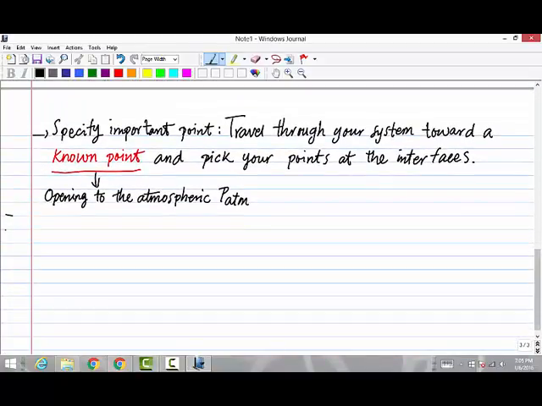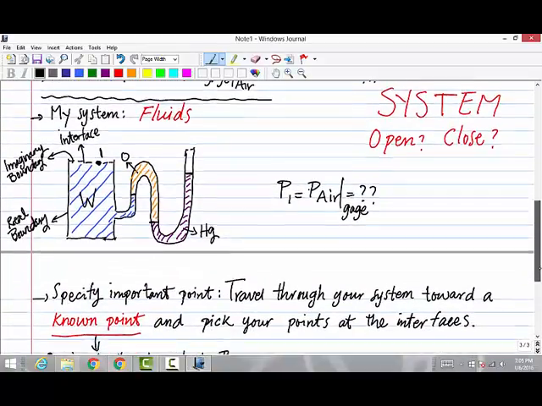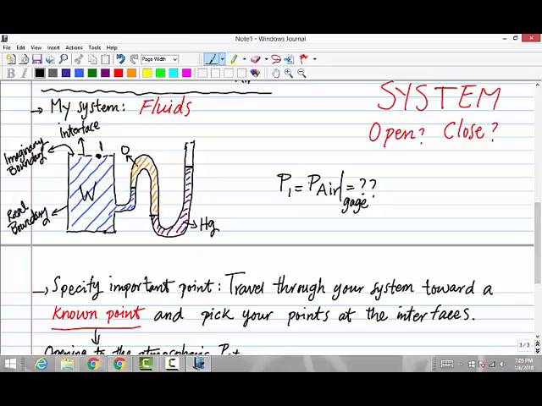So now I need to go through my system and pick the points. Okay, let's start from point 1. Point 1 is on the interface up there in the water. Now swim down, go through this opening. Here's my interface, point 2, with the oil. And then go through the oil. Now, here, interface with mercury, point 3.